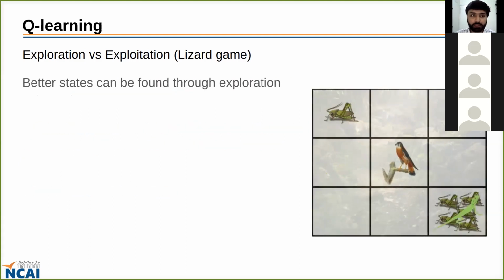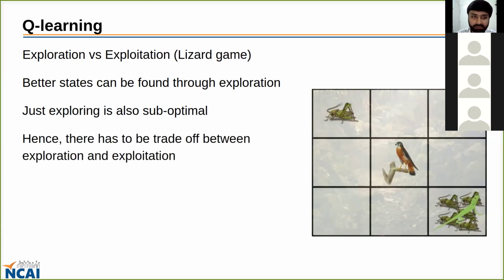Better states can be found through exploration, as I said earlier, but just exploring is also suboptimal, because if we are not using the information we have gathered about the environment, then we can't transition from state to state in an optimal manner. Hence, there has to be a trade-off between exploration, finding new information about the environment, and exploitation. So how do we implement this strategy?